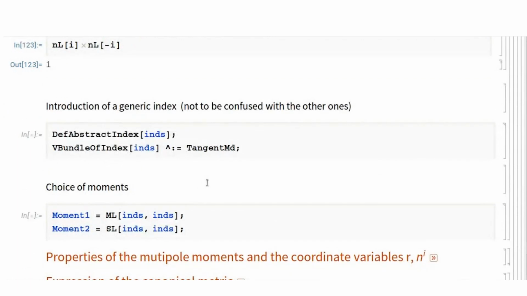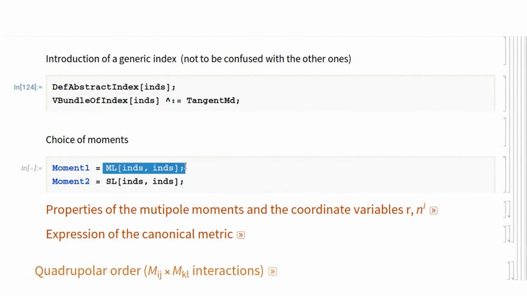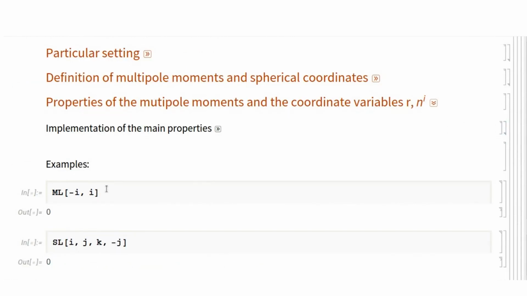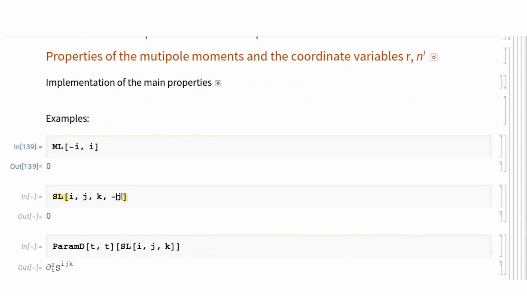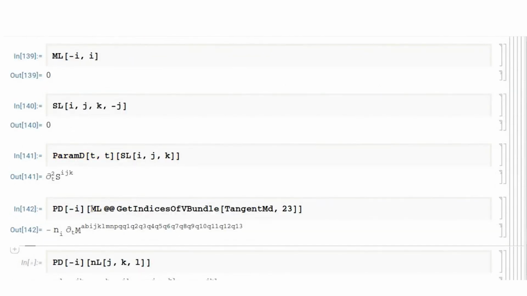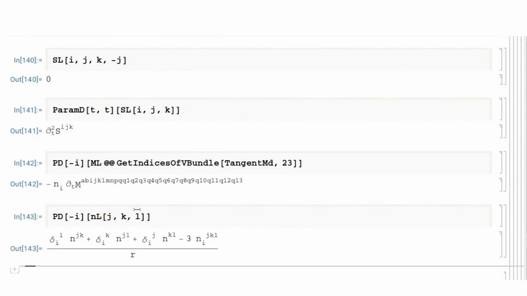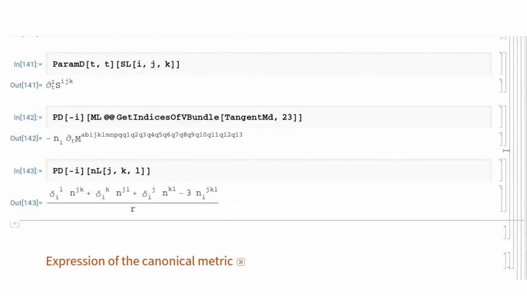I will need some generic index to specify what multipole moments I am interested in. So this means that I am interested in the mass quadrupole and the current quadrupole. I call them moment 1 and moment 2, and I will use this later. I need more properties. So the multipole moments are trace-free. You can compute their derivatives. They are retarded quantities. So if you compute the space derivative, you obtain some time derivative here. You can, of course, compute the derivative of the angular quantities.